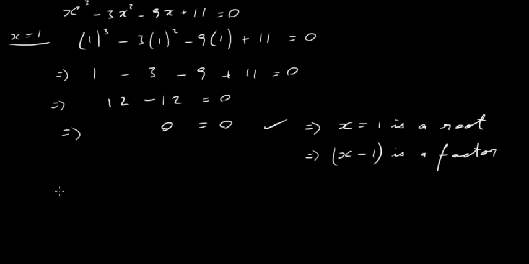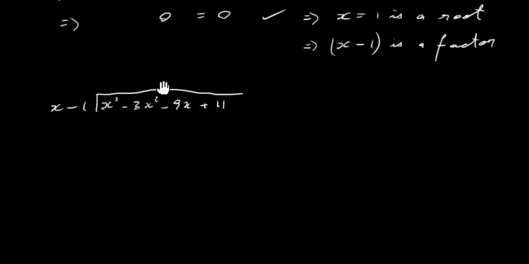I'm going to take the x minus 1 and divide it into the x cubed minus 3x squared minus 9x plus 11. So I'm going to divide that in. That will give me another factor up here, which will be a quadratic, but I can factorize the quadratic easily enough. So let's start. x into x cubed is x squared.